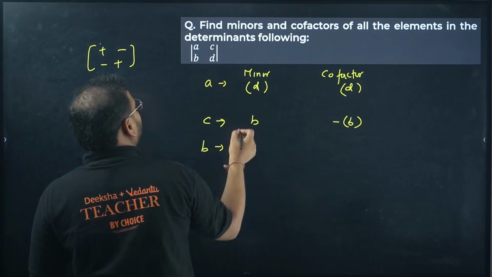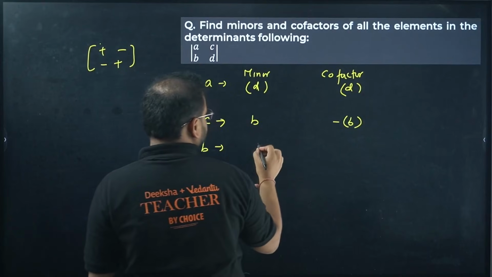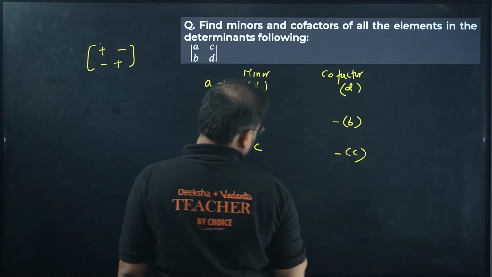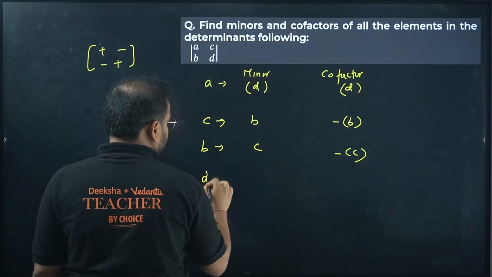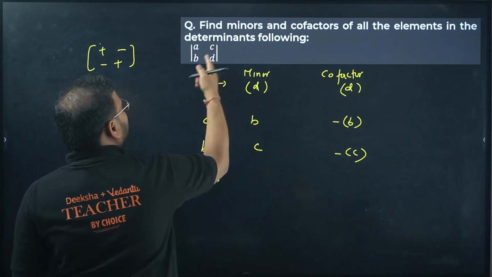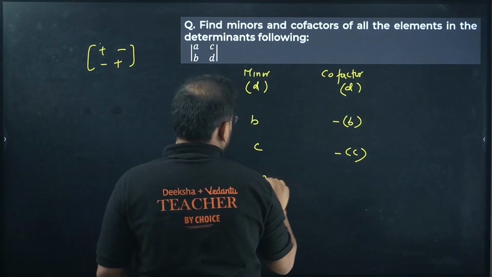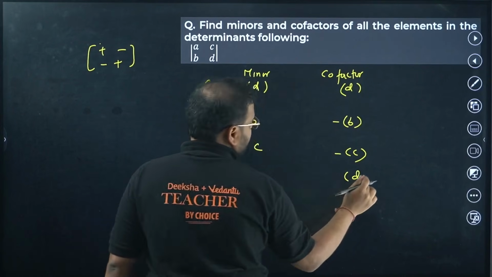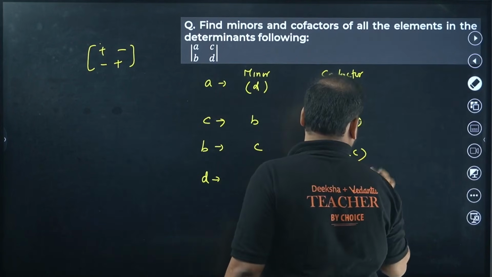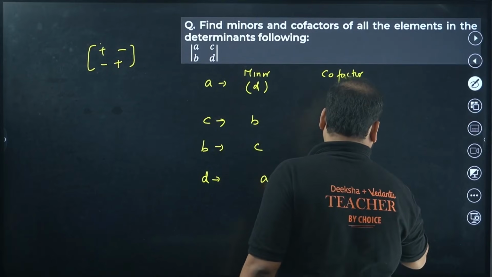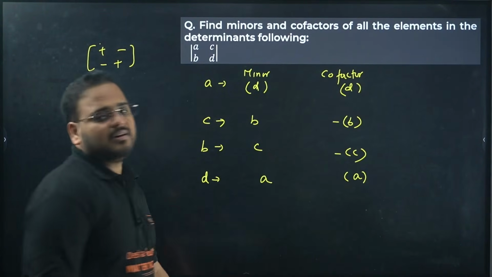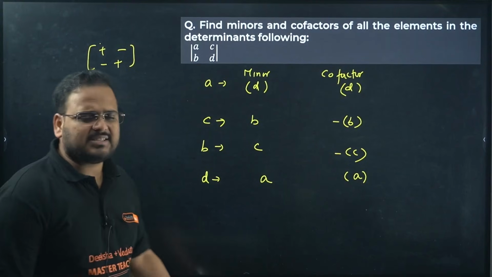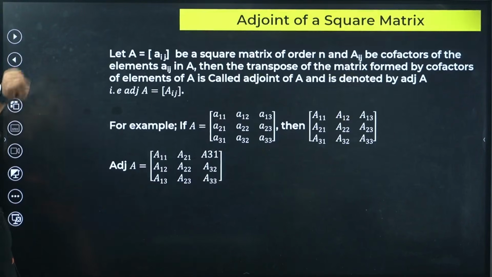What about the element B? The minor will be C, and this is a minus position, so minus C. The last one is the element D. The minor will be A, and the position is positive, so simply A, right? This is how you write the minor and cofactor. The sign is given over here. Easy, very easy thing, not a difficult thing at all.